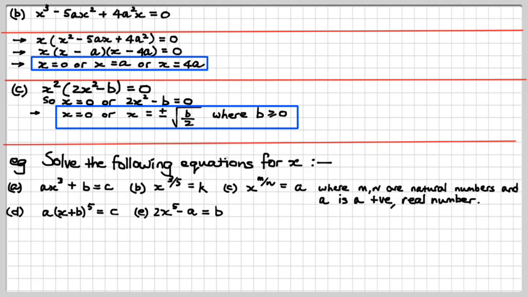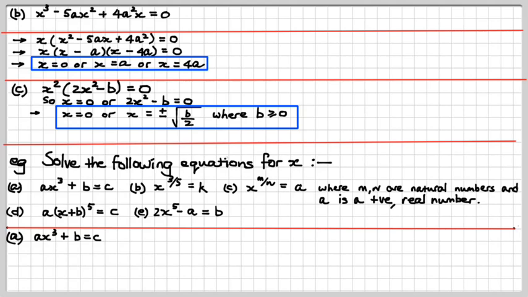What was D again? Is that the end of that? All right. So solve the following equations for x now. This is a new lot. We've got ax cubed plus b equals c. x to the 3/5 equals k. x to the m over n equals a, where m and n are natural numbers and a is a positive real number. That looks alright to me. And we've got these things here. We'll just do them in turn, shall we? Rather than get too overwhelmed with too much stuff here.